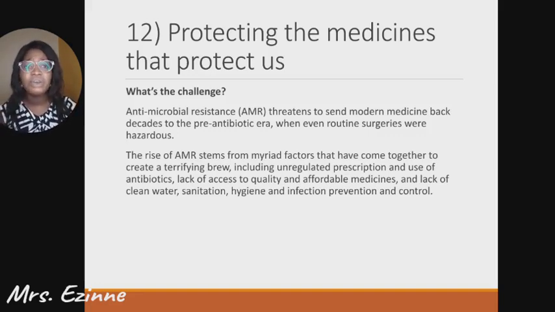Now, the rise of AMR stems from myriad factors that have come together to create a terrifying brew, including unregulated prescription and use of antibiotics, lack of access to quality and affordable medicine, and lack of clean water, sanitation, hygiene, and infection prevention and control. And it's a very big challenge that we have to conquer. If not, we are in serious trouble.